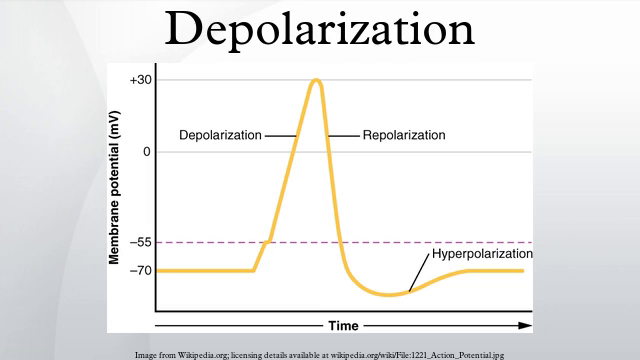cells. After an action potential travels down the axon of a neuron, the resting membrane potential of the axon must be restored before another action potential can travel the axon. This is known as the recovery period of the neuron, during which the neuron cannot transmit another action potential.